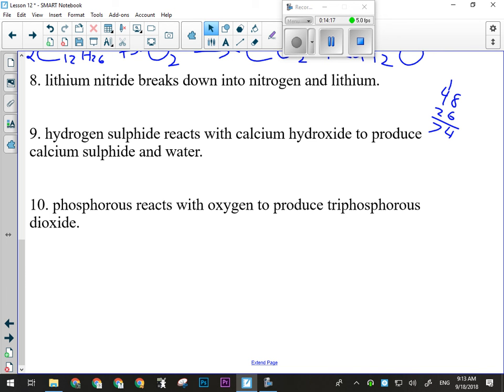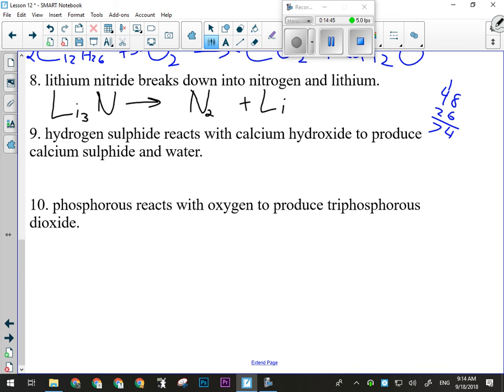All right, so when we look at this, we have lithium nitride. So that's going to be Li3N, because this is a -3 and that's a +1. Okay, breaks down into nitrogen and lithium. Lithium is a metal, so it's not going to need a little number beside it, but nitrogen is one of our highlighted molecular elements, and it always comes as a 2.